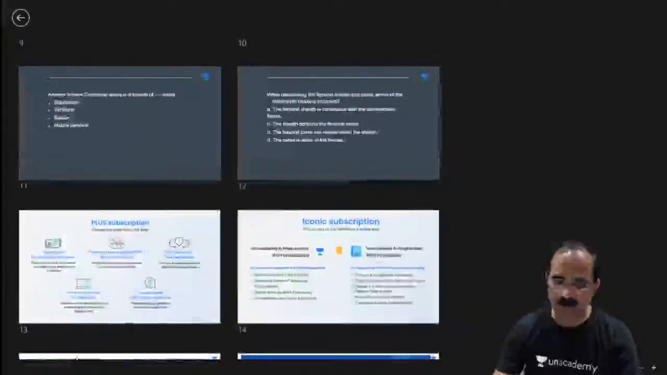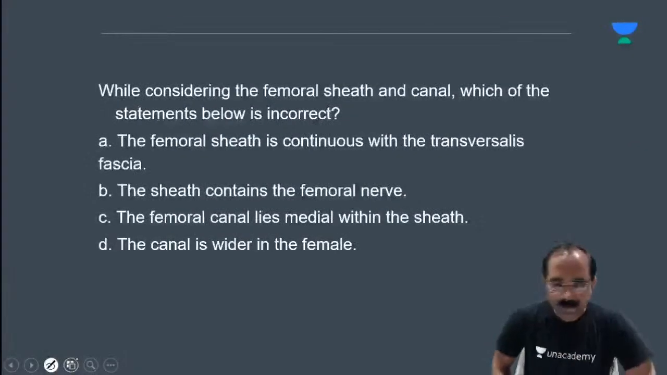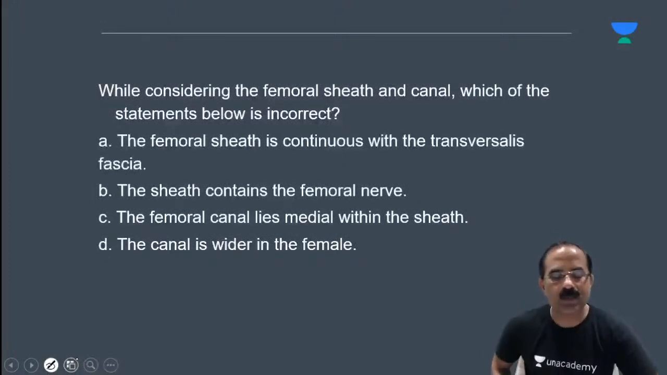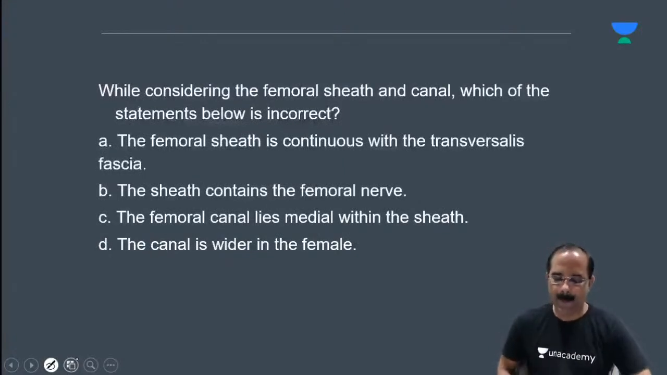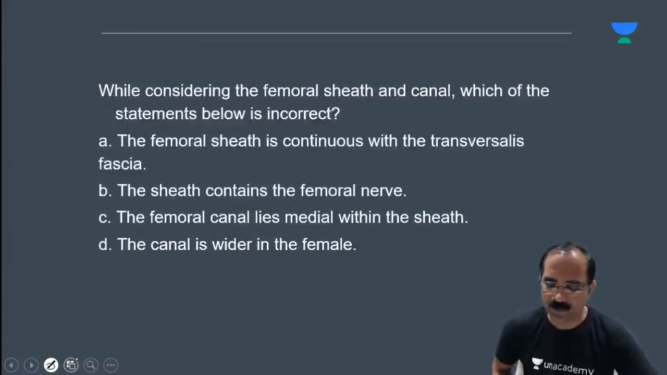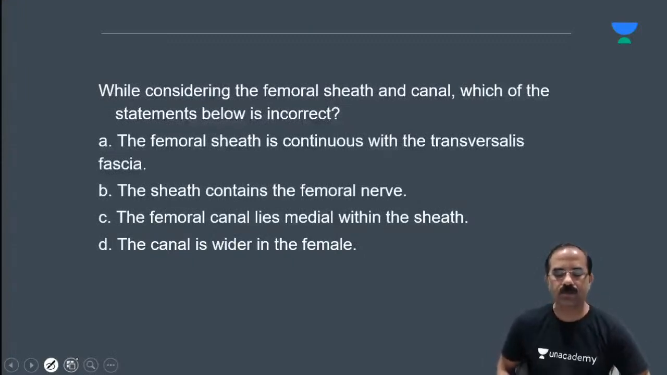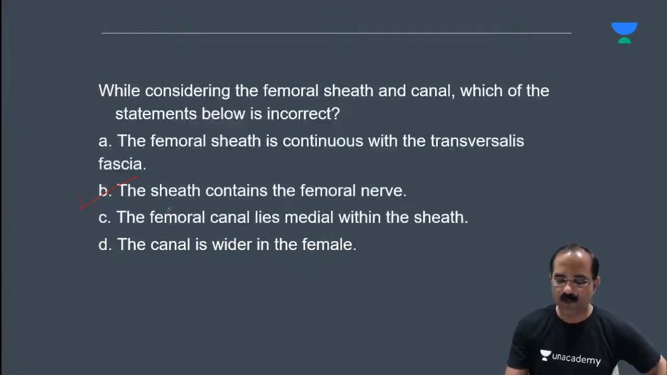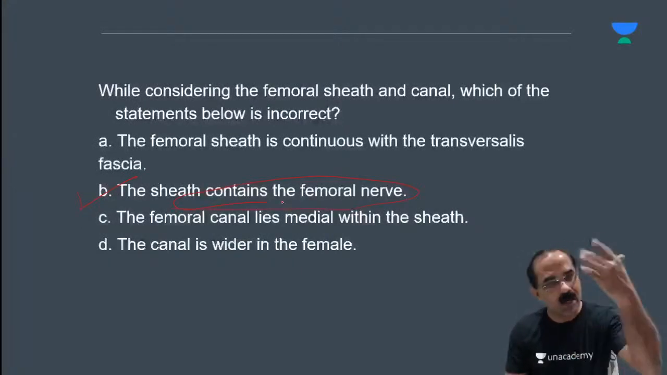Okay, coming to the last MCQ. Answer this. While considering the femoral sheath and canal, which of the following statements below is incorrect? Come on students, answer. Yes, very good, Aisha. The sheath contains the femoral nerve. That's wrong. The femoral nerve is outside the femoral sheath.